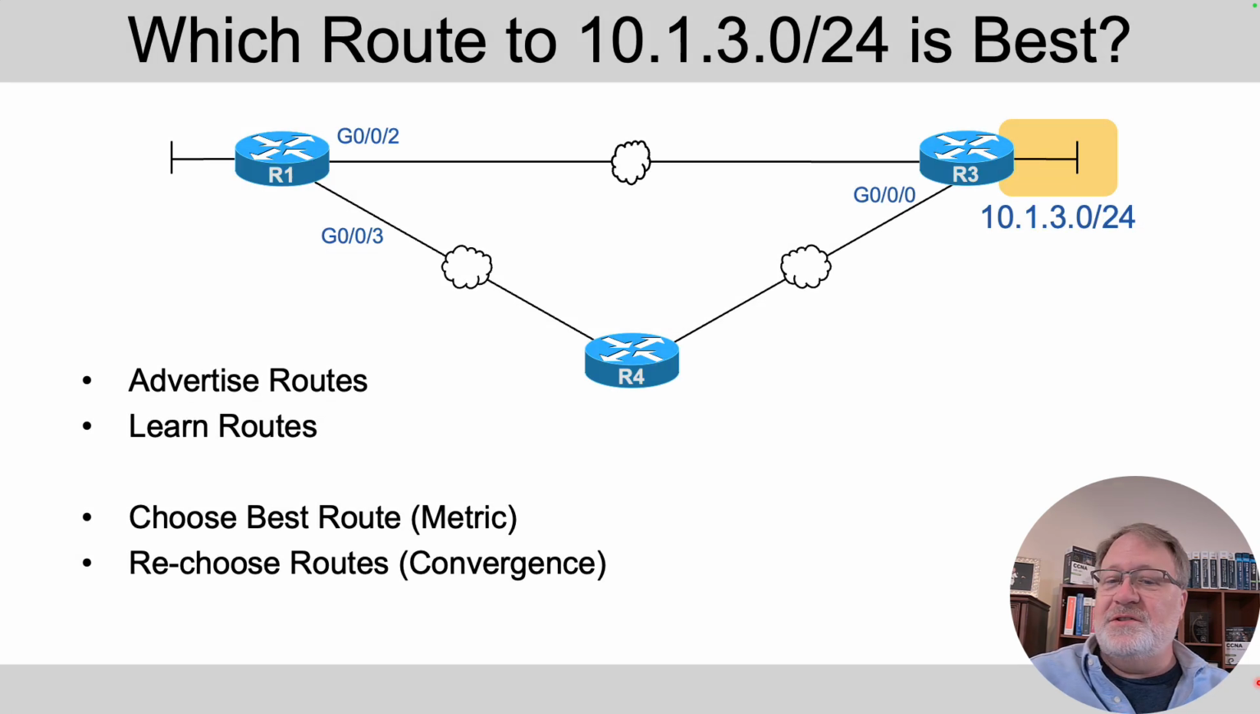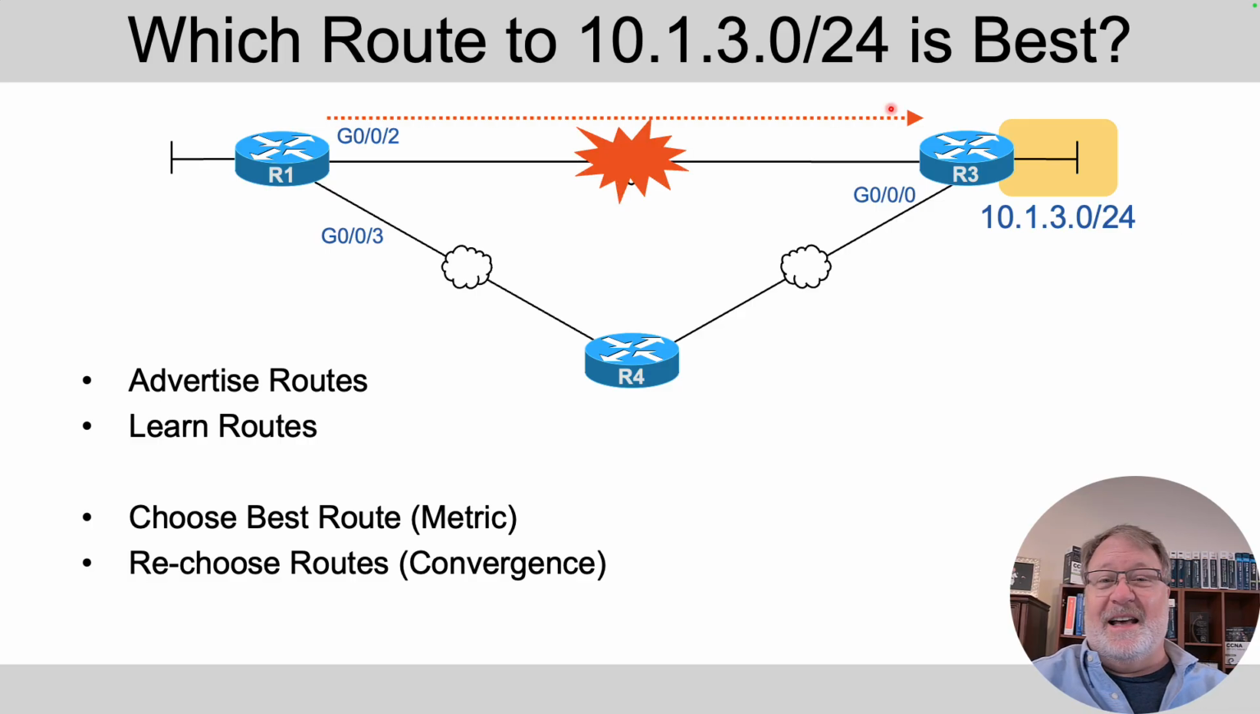For instance, with convergence, think about R1's route to subnet 10.1.3.0. There's redundancy in this case. So maybe the routing protocols have worked and R1 has chosen a route that refers to R3 directly as its next hop. Now let's say that link fails. So the routing protocol's job, one of its jobs, is to figure out, oh, now my best route is the one running through R4.